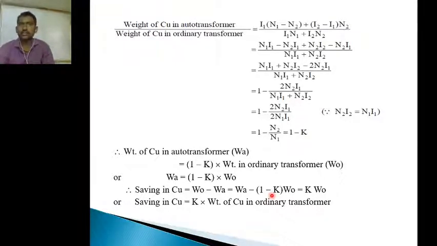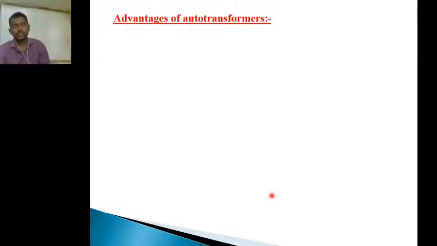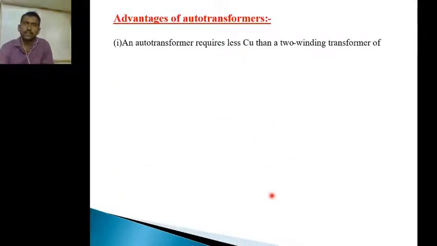Next, coming to the advantages, disadvantages and applications of auto transformers. The auto transformer has many advantages, and among those we discuss only five. What are those? An auto transformer requires less copper than a two-winding transformer. We already discussed this in the previous discussion.